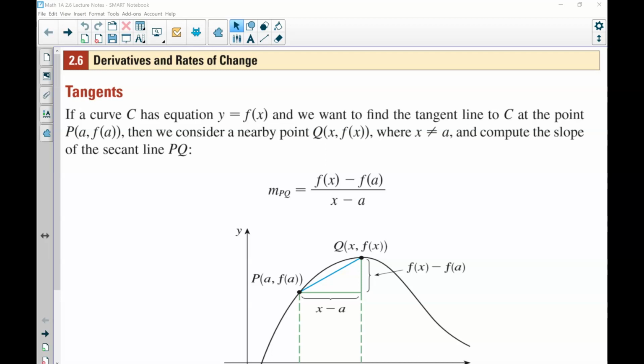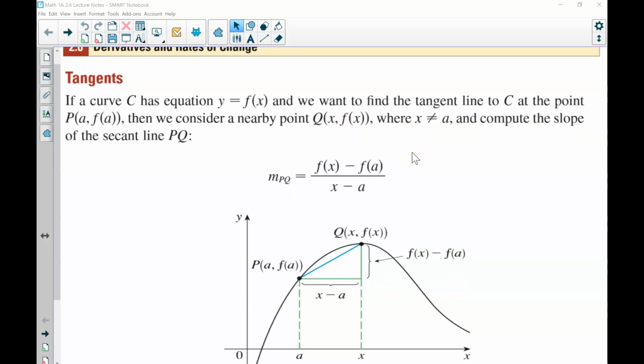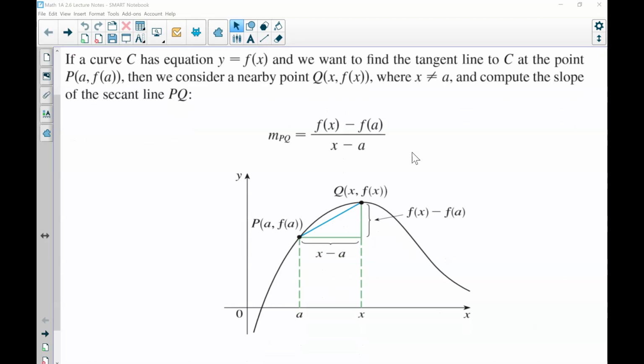Now, we're going to be talking about tangents here. So if we have a curve C that has an equation y equals f of x, and we want to find the tangent line to C at the point P(a, f(a)), then we consider a nearby point Q(x, f(x)) where x does not equal a, and then compute the slope of the secant line PQ. So again, we're picking a point on the line here.